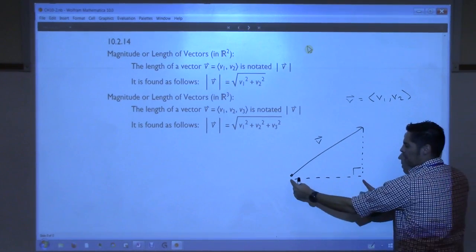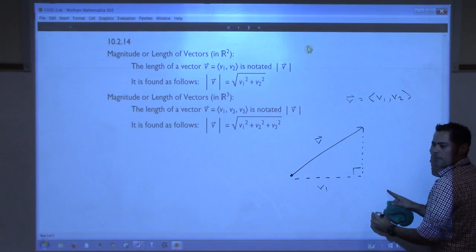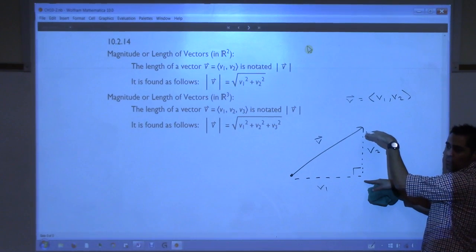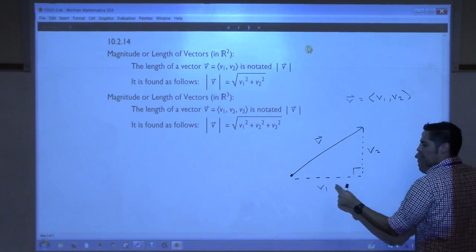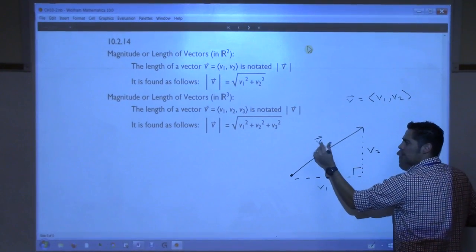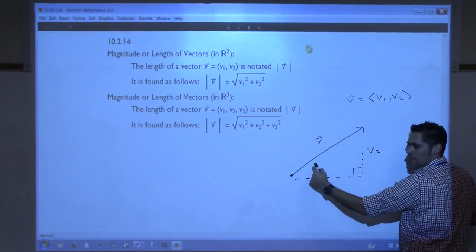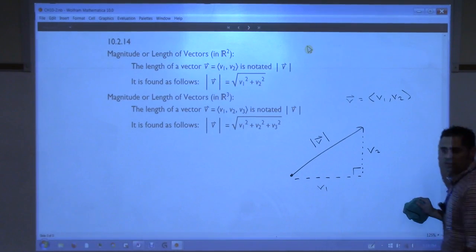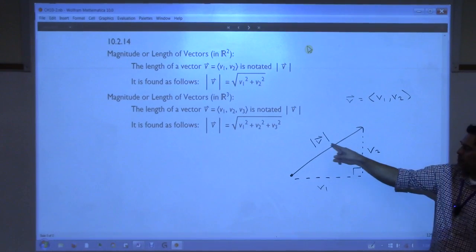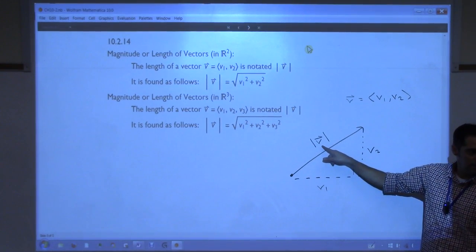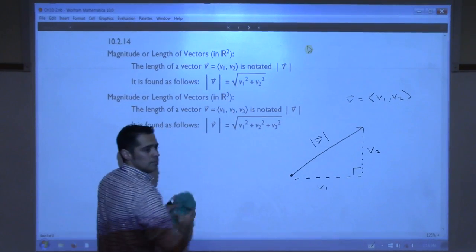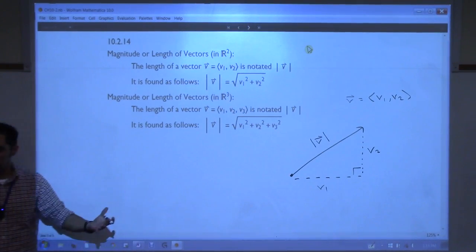We know that the distance from here to here should be V1, and the distance from here to here should be V2, the y coordinate or y component of the vector. So a squared plus b squared should be equal to not V, but this length, right? So we use the absolute value to represent that length. So V1 squared plus V2 squared should be equal to this length squared. Then you take the square root on both sides and you get this formula. Does that make sense? And if you go to three-dimensional space, it's the same thing.